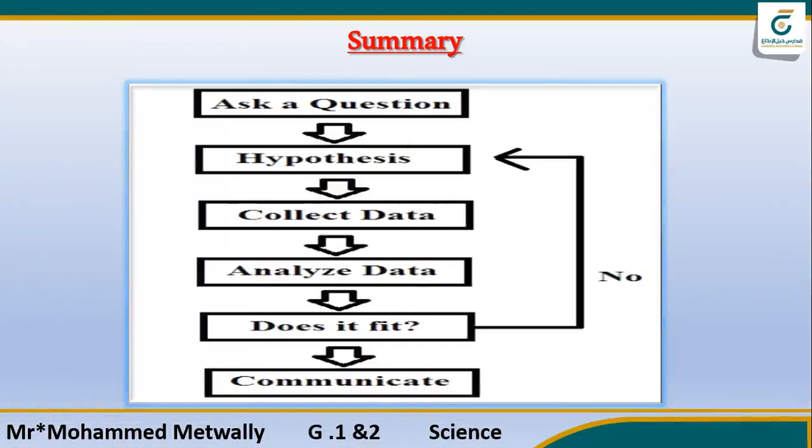Here is a summary of our lessons of this chapter. Scientists ask questions, they make hypotheses, then they collect data and analyze this data to see if it fits, then they communicate or share the data with everyone. When they analyze the data, they have to repeat it again, or this leads them to make new hypotheses, to repeat the cycle again to find the answers.